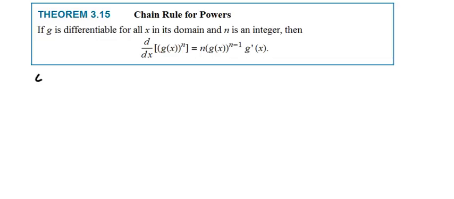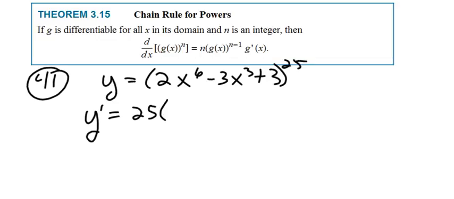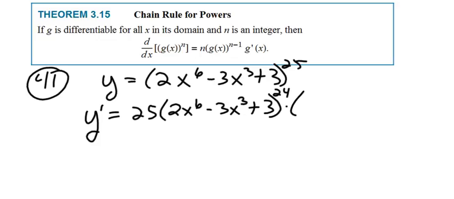So let's do an example. Number 41, given this function, when I want to take its derivative, I'm going to bring down, I'm doing the derivative of the outside, bringing down the power rule, the exponent, and subtracting 1. Now I have to multiply it by the derivative of the inside, which would be 12x to the 5th minus 9x squared. And we're done.